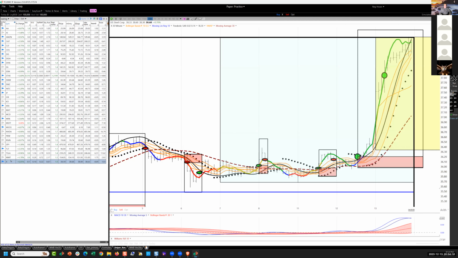U.S. Steel smashing its way north. I hated this one yesterday and reluctantly added, and then it just exploded for another 12R. So, I mean, this was probably the single biggest day of collecting R all year. And I was well prepared, and therefore I got lucky.